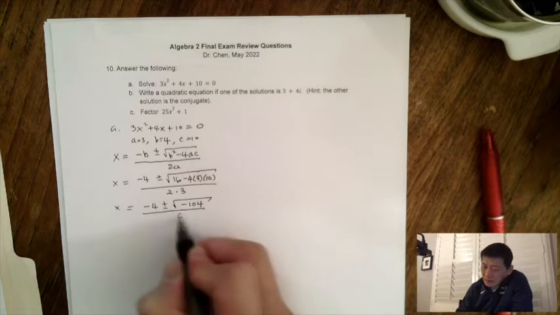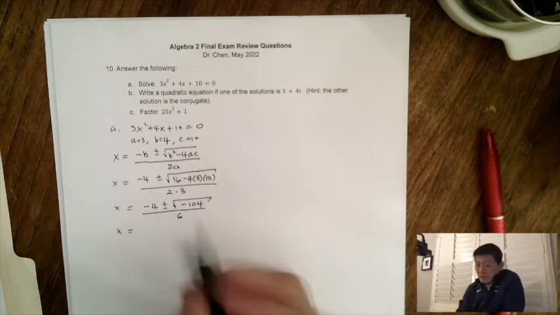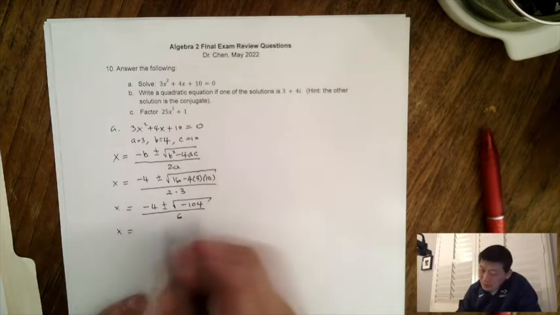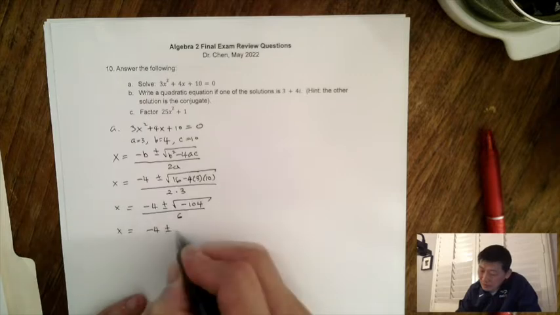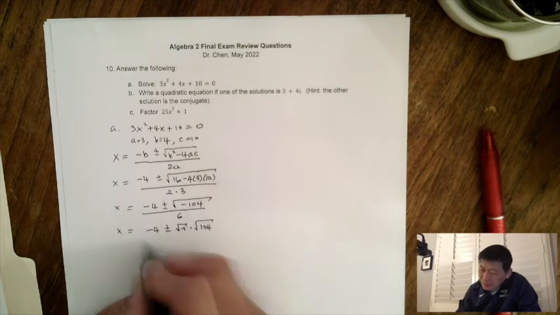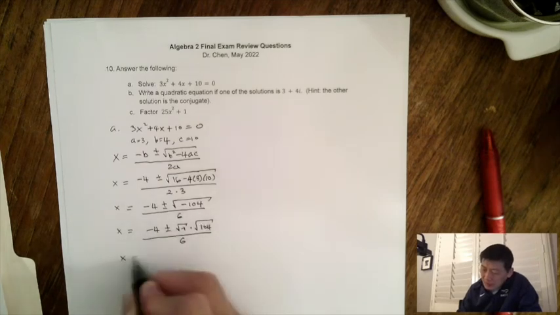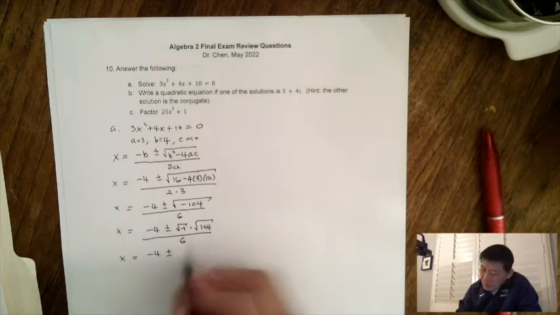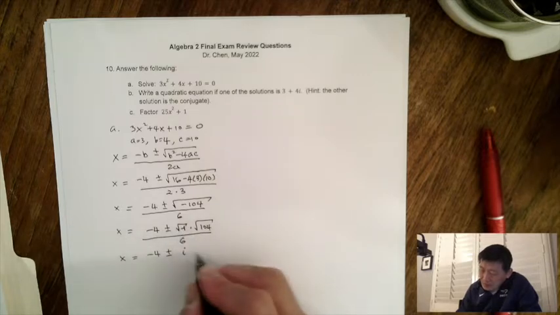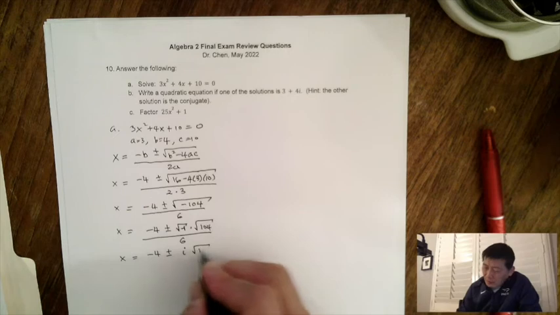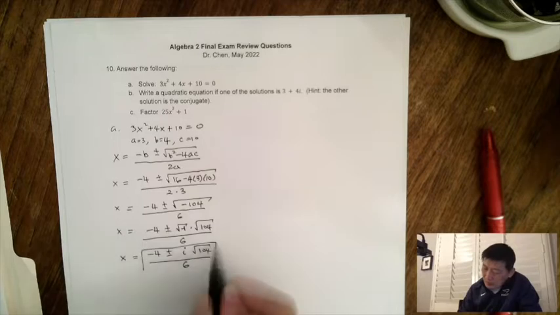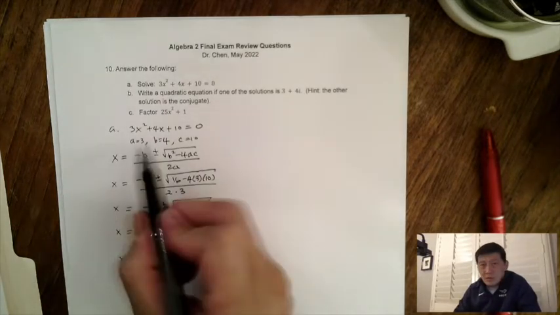And divide by 6. Now it's pretty obvious that you cannot have a square root of a negative value, so you could think of it as negative 4 plus or minus the square root of negative 1 times the square root of 104, divided by 6. So your final answer is negative 4 plus or minus, the square root of negative 1 is i, and the square root of 104, divided by 6. So that's your solution for this quadratic equation.